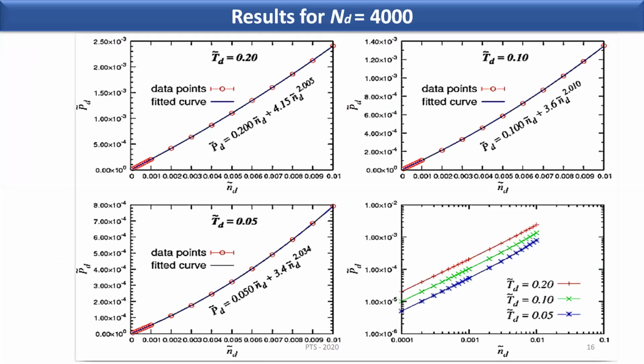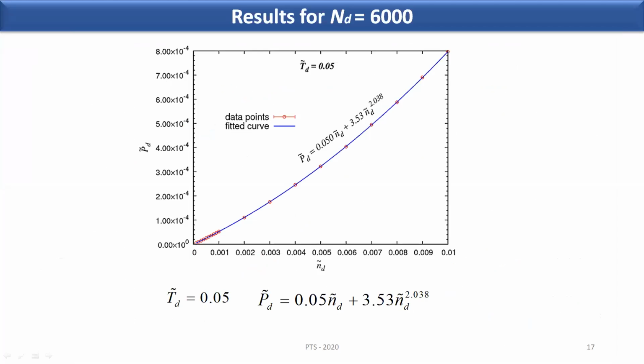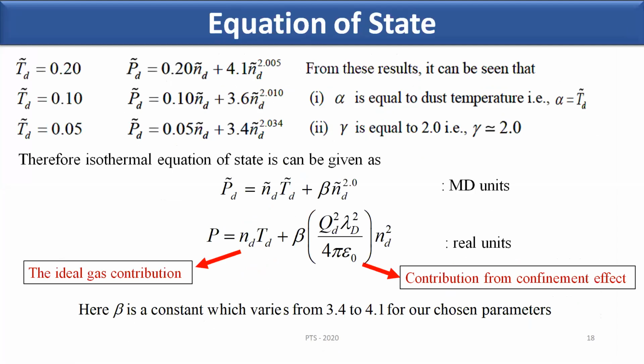So here are the results for different temperature, and here the expression for everything is shown. This is another result for number of particles taking 6,000. And here I summarize all the results in the same equation and carefully analyze what the different factors are. As you can see here, this is TD, and alpha comes out to be exactly equal to the TD in all the three temperature parameters.